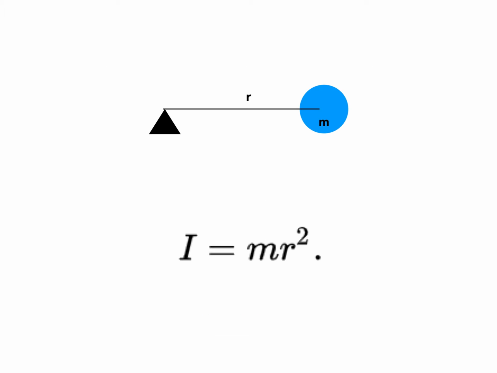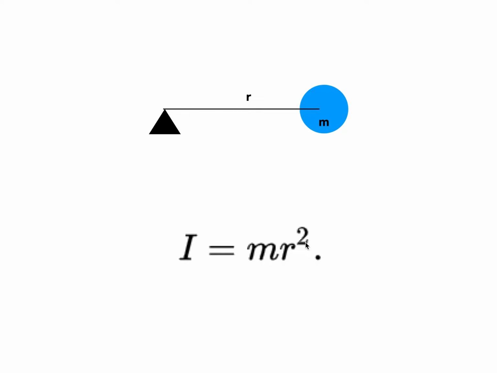So how do we calculate moment of inertia? We're going to start with a super simple example. Here is an axis of rotation, and this is a point of mass rotating around the axis of rotation, and r is the distance from the axis of rotation to the point of mass. In this case, the moment of inertia is mr squared, which is mass times the distance squared.